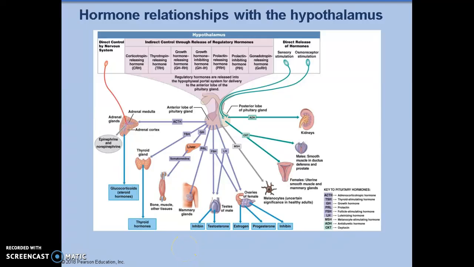This is the summary slide. If you look up at the top, you'll see in purple the regulatory hormones from the hypothalamus, and they are going to directly control the anterior pituitary. For example, corticotropin releasing hormone controls the ACTH. Thyrotropin releasing hormone controls TSH, and so on. So that's not too bad, really.